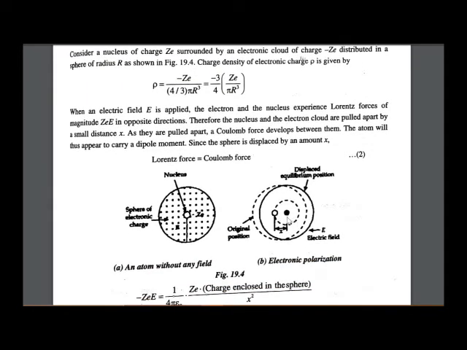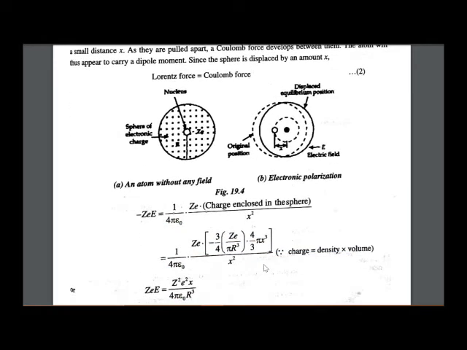This is the previous position of the nucleus, and now the sphere is displaced from the previous position to the new position. The dotted line denotes the previous position, and this thick circle denotes the present position after the field is applied. Even the nucleus which was here will be displaced to the center as shown in the figure. So x is the displacement of the positive charge.